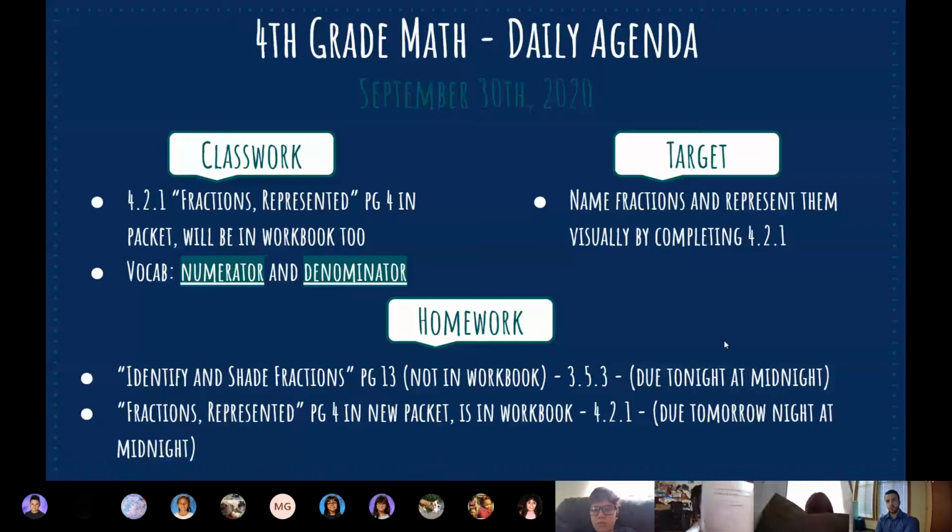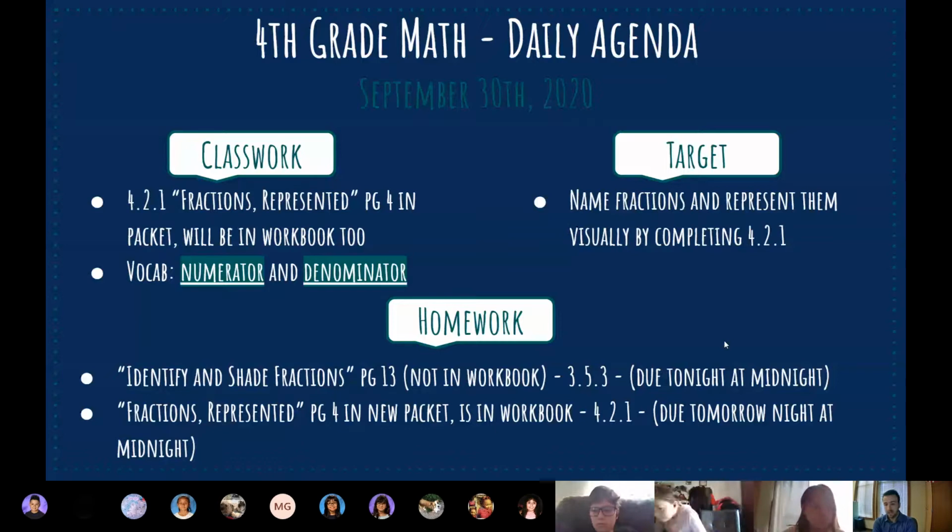Target for today. We are going to name fractions and represent them visually by completing this assignment 4.2.1. We might go a little bit long today. I apologize, but we have a lot to get through today. I want to make sure that we understand it. Homework, I assigned it yesterday, identify and shade fractions. I've seen a few of you already open it and get started on it. That's awesome. It is due tonight at midnight.